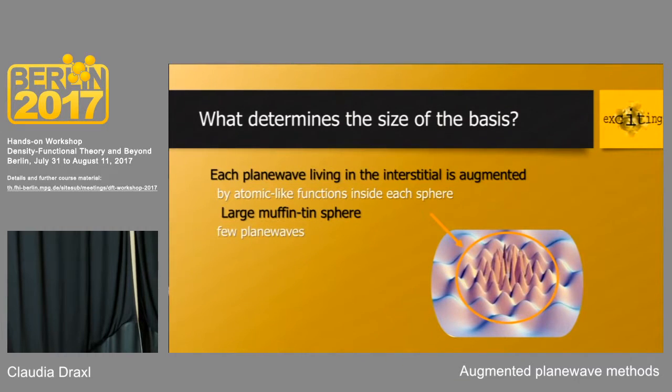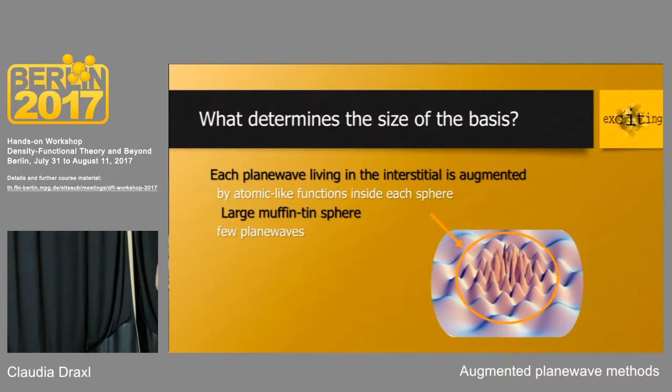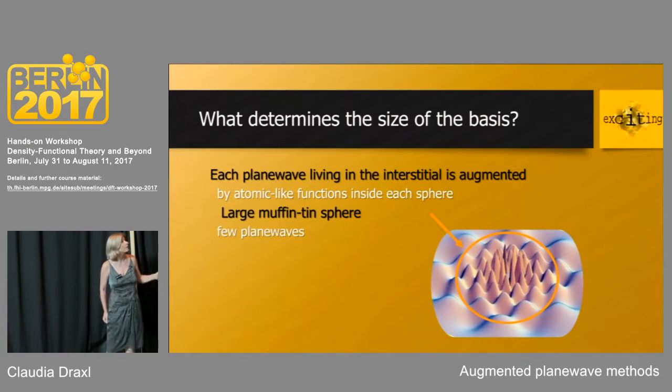Because if you think about LMTO, the basis size is determined just by the atomic orbitals that you use for the solution. If you think of plane waves, of course, the basis size is determined by the plane waves, and you need many of them. Unfortunately, and this makes our method costly, our matrix size is also determined by the plane waves, because each plane wave, as I said, coming in is augmented by these atomic functions.